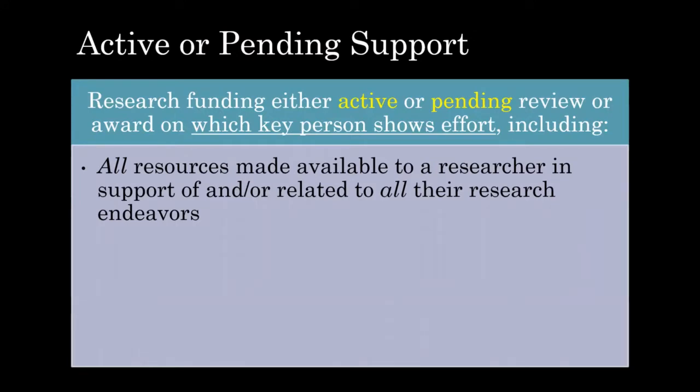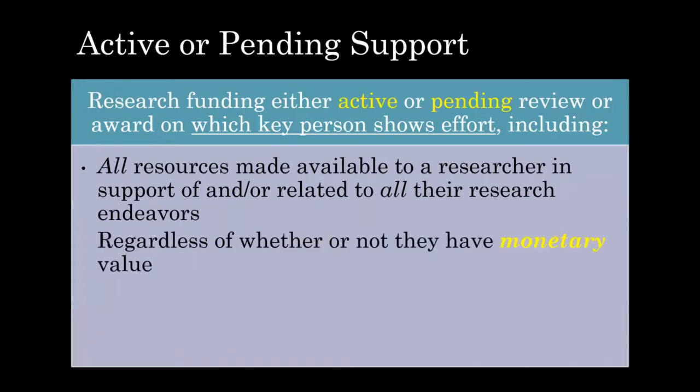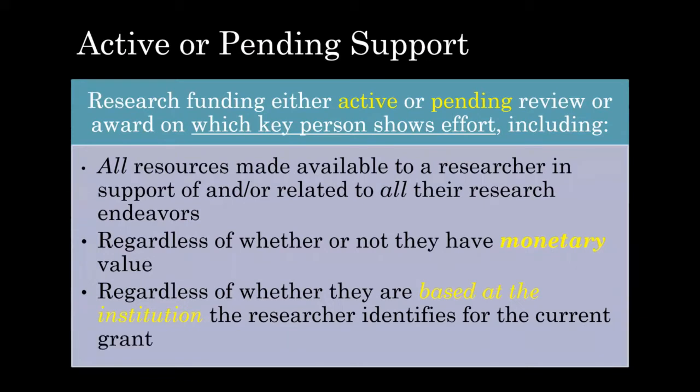So all resources made available to a researcher in support of and/or related to all their research endeavors, regardless of whether or not they have monetary value. So maybe your PI has effort on a project, but there's no salary derived from it, that would still need to be listed. And regardless of whether they are based at the institution, the researcher identifies for the current grant. So if the PI has a joint appointment with another institution, they still need to list all those sources of research funding.